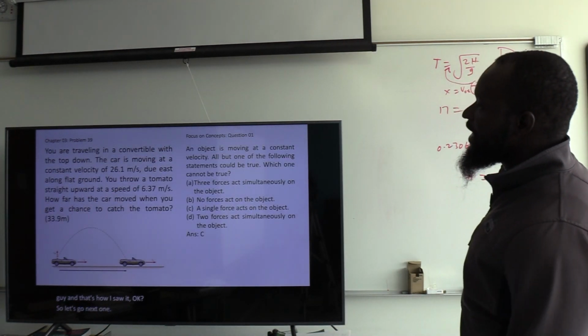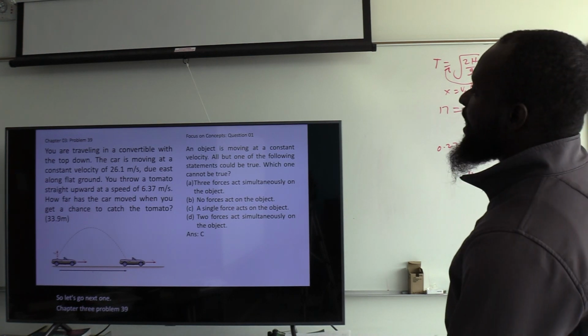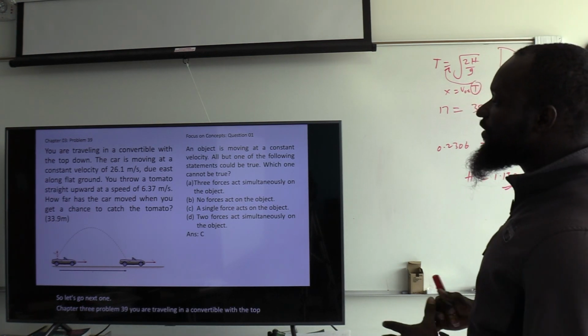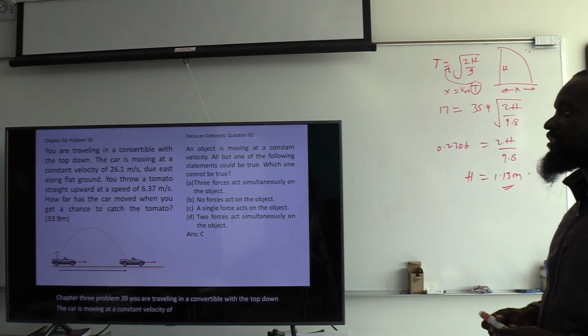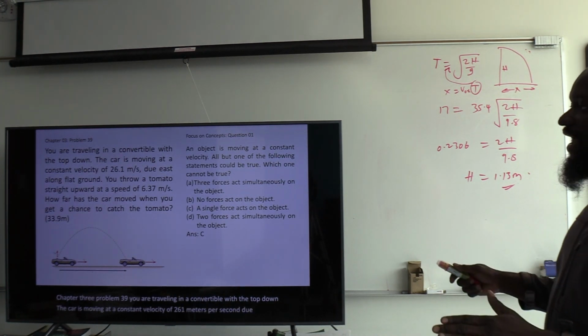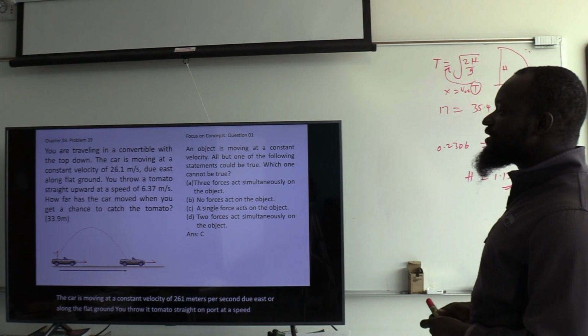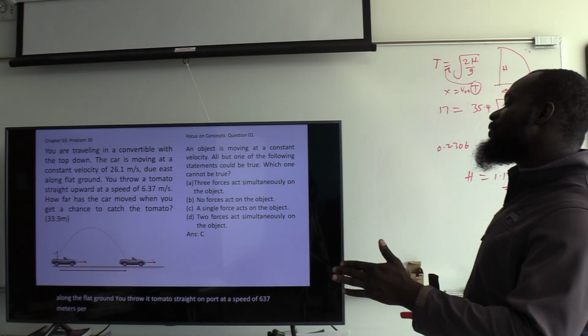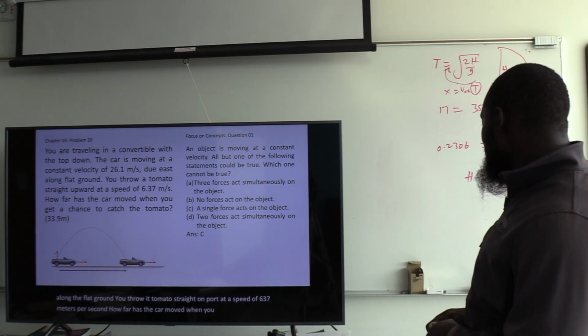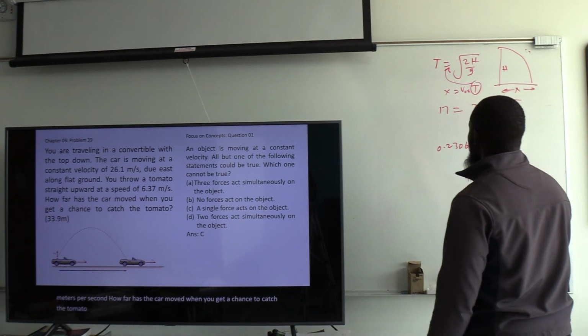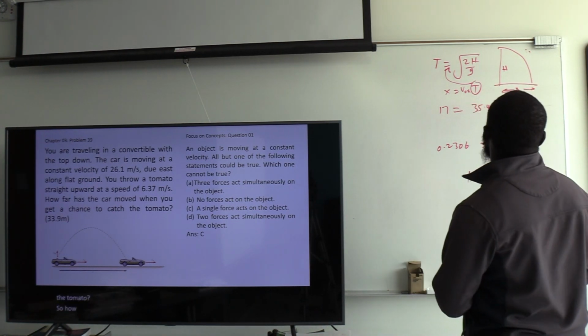Chapter 3, problem 39. You are traveling in a convertible with the top down. The car is moving at a constant velocity of 26.1 meters per second due east along the flat ground. You throw a tomato straight upward at a speed of 6.37 meters per second. How far has the car moved when you get a chance to catch the tomato? So they're looking for distance.